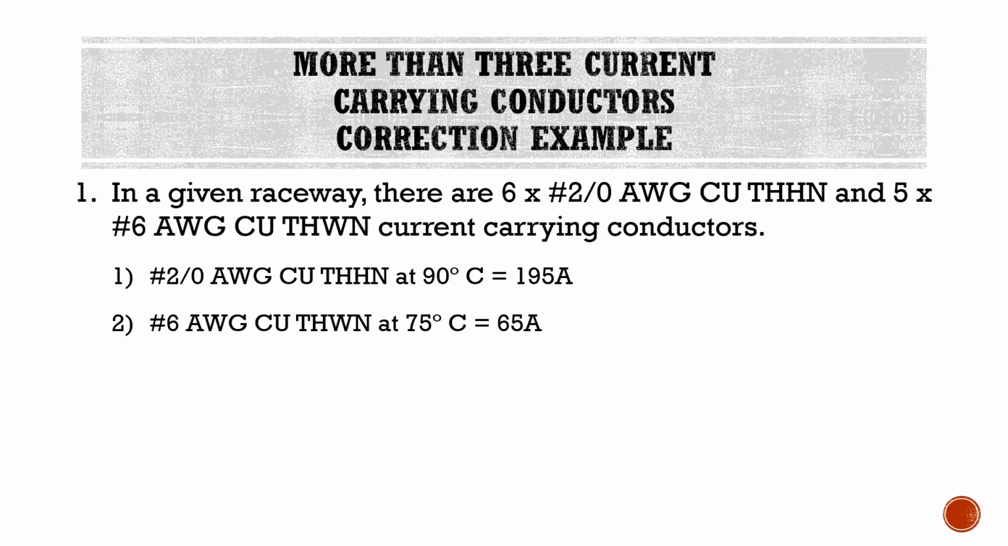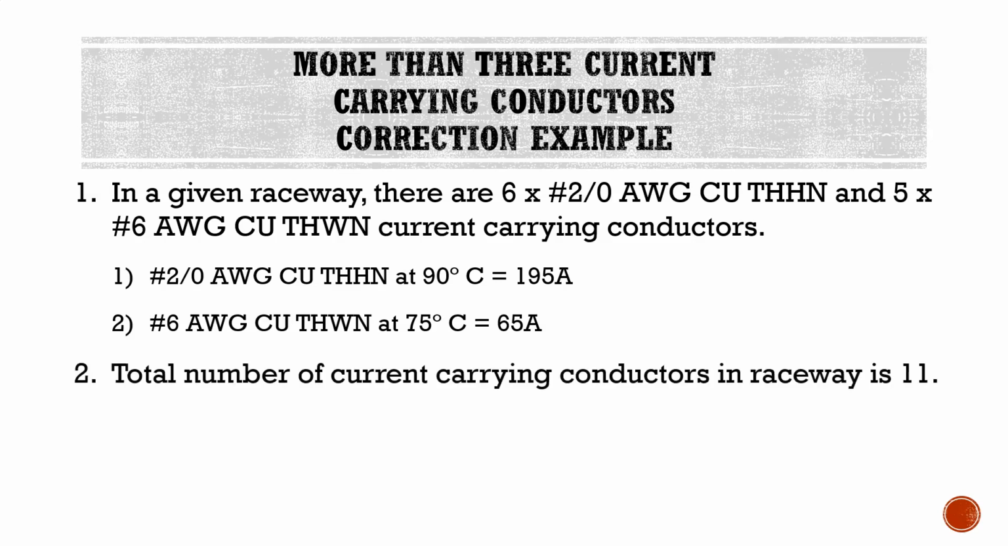You may be wondering, why am I using the 75 degrees Celsius for the number 6s instead of the 90? The reason is that if we look at our insulation types in Table 310.15(B)(16), we can see that THHN is listed as an insulation type under the 90 degrees Celsius column. However, THWN is listed in the 75 degrees Celsius column. In other words, THHN is good for up to 90 degrees Celsius, but THWN is only good for up to 75 degrees Celsius. So we can't use the 90 degrees Celsius column for our adjustment when we're using THWN. We can only go up to 75 degrees Celsius.